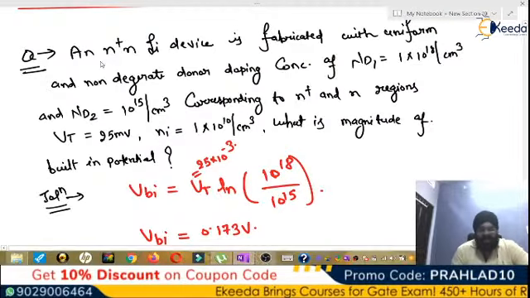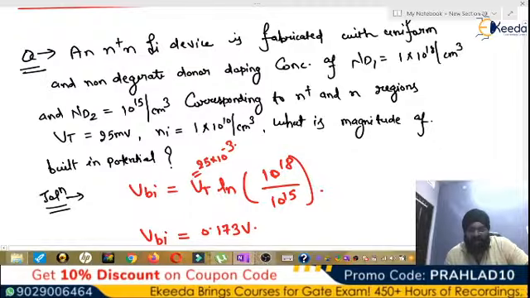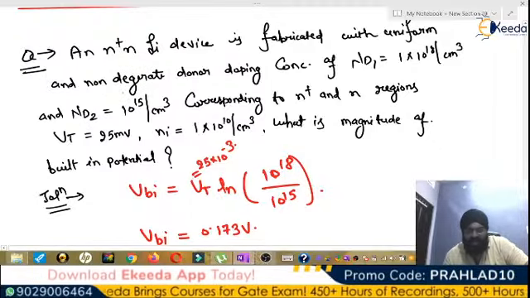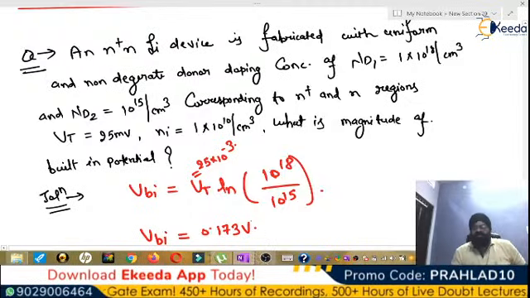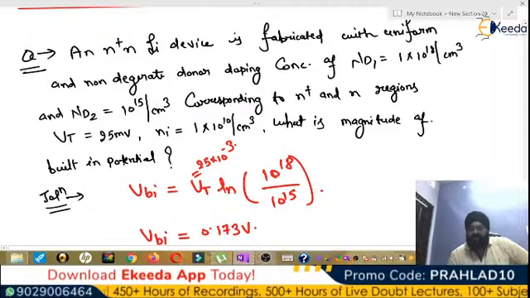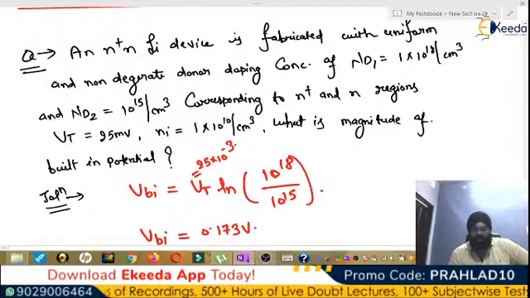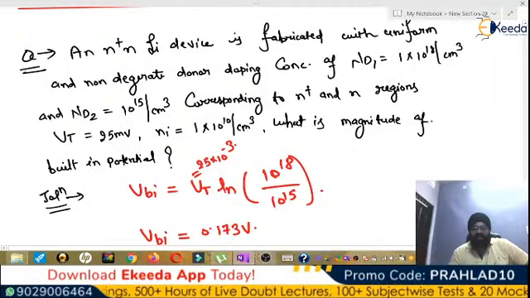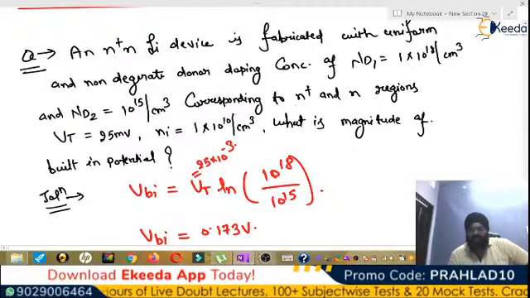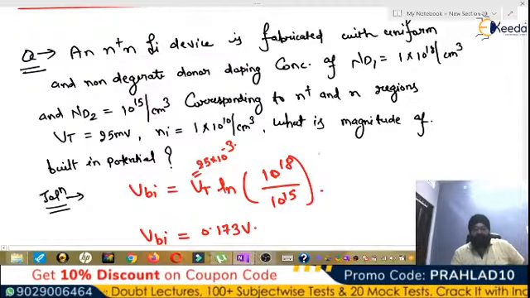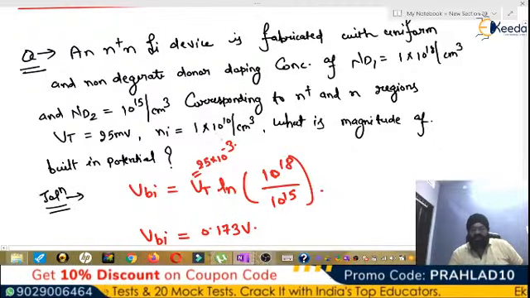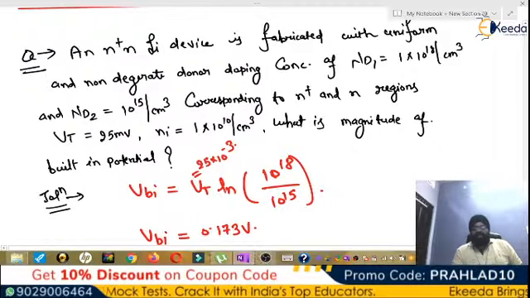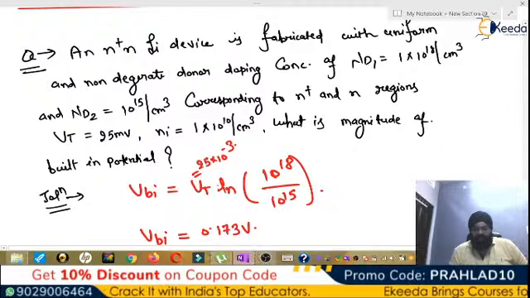And the next question is, an N plus N silicon device is fabricated with uniform and non-degenerate donor doping concentration of ND1 is 1 into 10 to the power 18 per centimeter cube and ND2 is 10 to the power 15 per centimeter cube, corresponding to N plus and N regions. Thermal voltage Vt is 25 millivolt and Ni is 1 into 10 to the power 10 per centimeter cube. Then what is the magnitude of built-in potential?